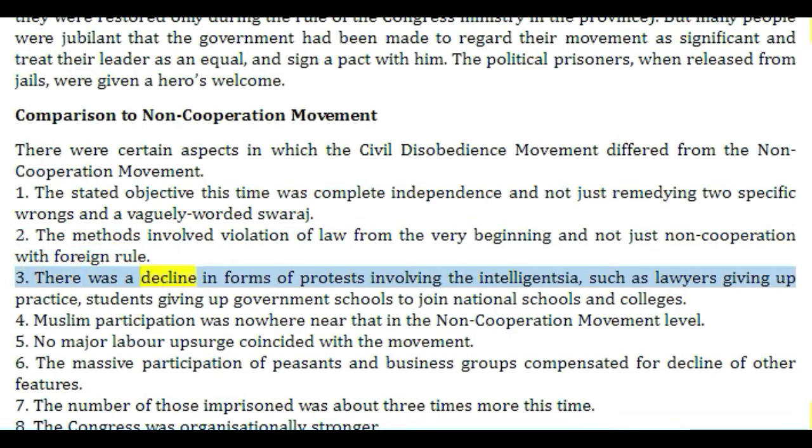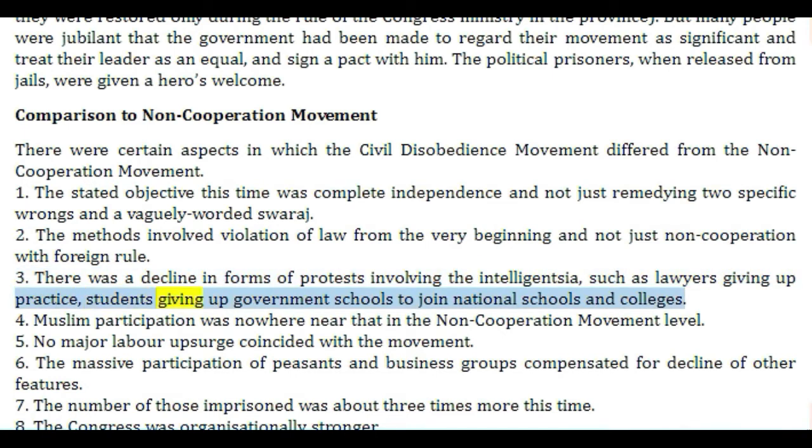3. There was a decline in forms of protest involving the intelligentsia, such as lawyers giving up practice, students giving up government schools to join national schools and colleges. 4. Muslim participation was nowhere near that in the non-cooperation movement level. 5. No major labor upsurge coincided with the movement.